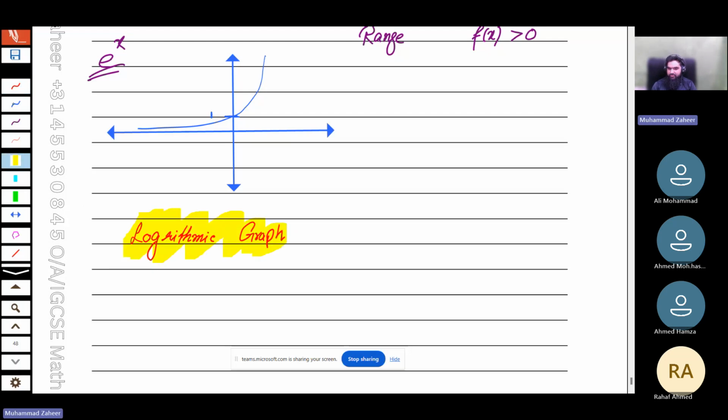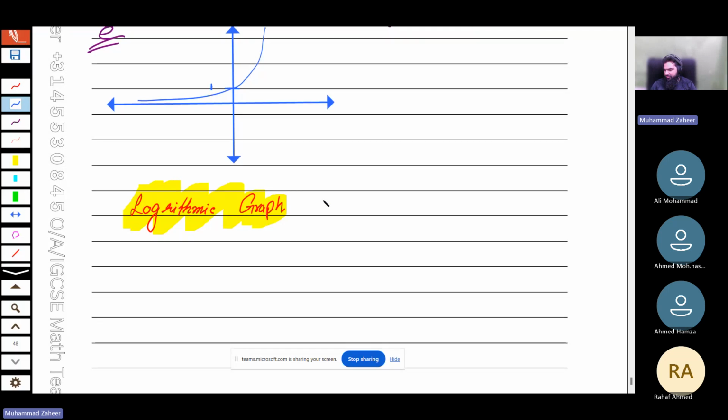The logarithmic graph is going to be of two types. You have f of x is equal to log of x, in which the base of the log is 10. And another graph, you have f of x is equal to the natural log of x. In this one, the base is going to be exponential, meaning the e value. All right. Till now, you just have to understand this.